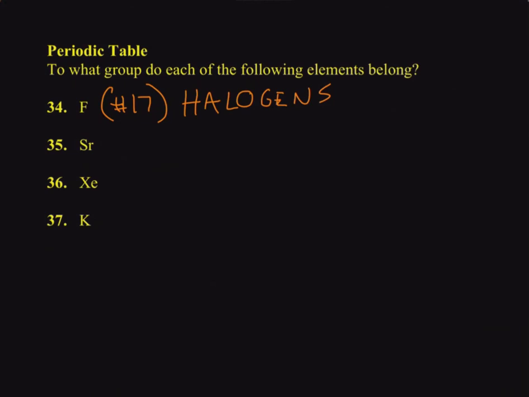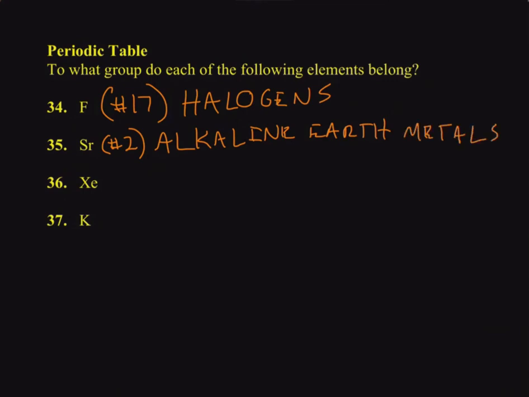Strontium is in group number 2, the second one in. All the elements in that column are called alkaline earth metals. It's a reactive metal in group number 2. Xenon is in the very last column on the right, number 18. All of the elements in that column are called the noble gases.